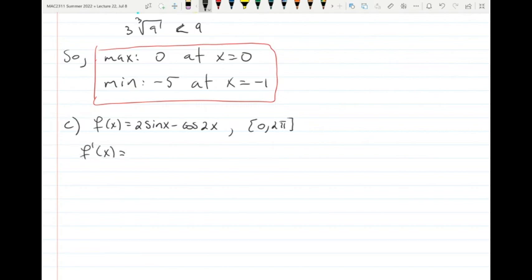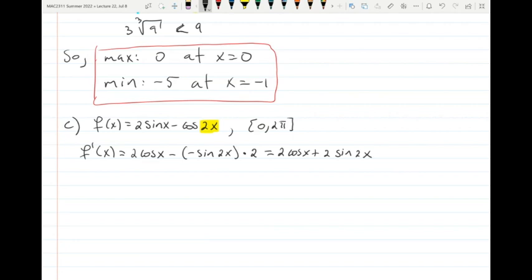So take the derivative. The derivative of this is going to be 2 cosine x, and minus the derivative of cosine, which is negative sine. Now here we need to use the chain rule because of the 2x. So negative sine of 2x, and times the derivative of 2x, which is 2. Remember the chain rule: for a composition, you need to multiply by the derivative of the inside. So we get 2 cosine of x plus 2 sine of 2x.